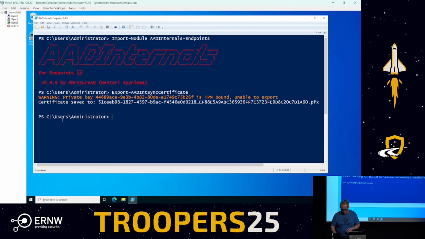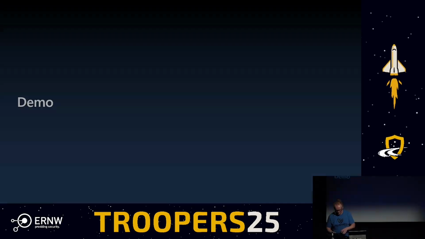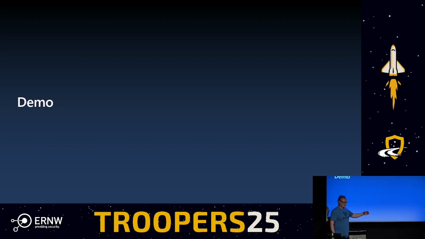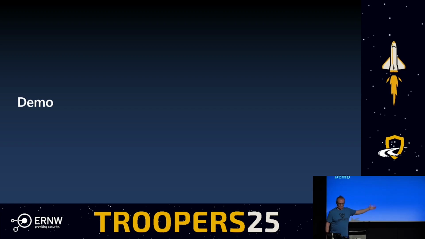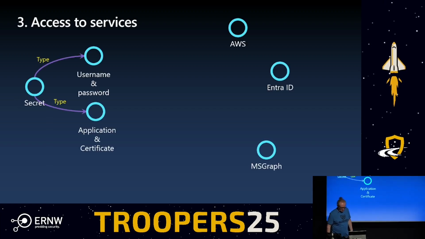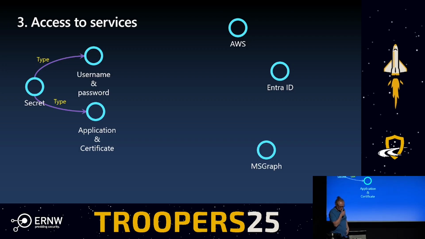So that's what you can do there, and we have some options now. But that was access to the secret. Then the third one was access to services. So let's talk about that a bit.